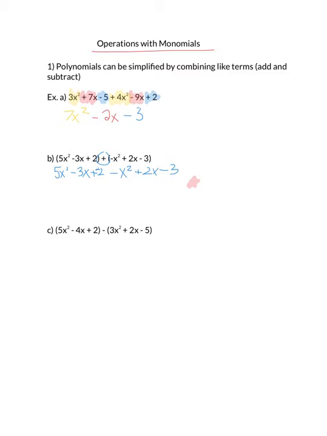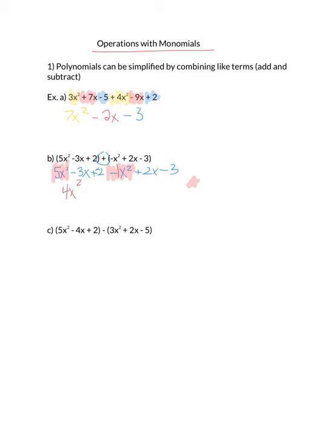So I'm going to highlight 5x squared. I'm going to look, the only other x squared I have is this negative x squared, and so that means that I'm going to be left with 5x squared, take away, this is an imaginary 1 here, so take away a 1x squared. That's going to leave me with 4x squareds.